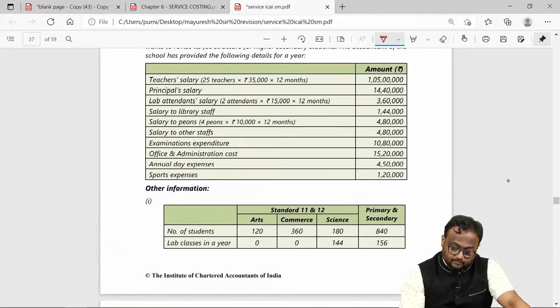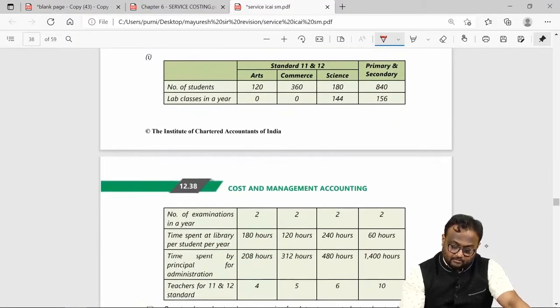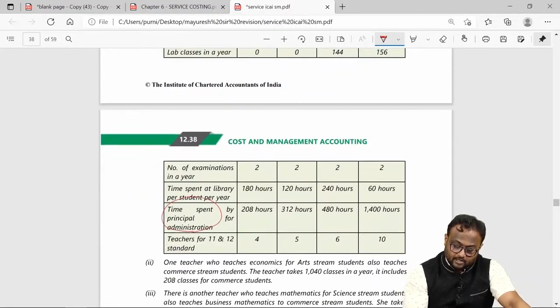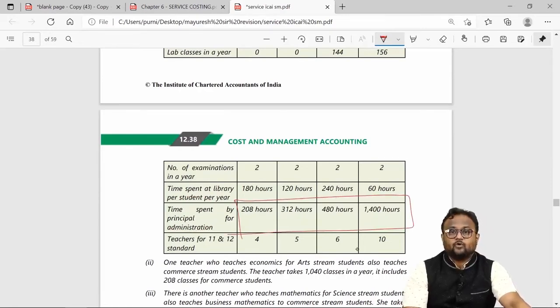Principal's remuneration. Principal's remuneration will be based on time spent by the principal for administration. This can be taken as a base. Whatever salary is paid, that is for all 4 categories. You take the total of 4. Total remuneration will be divided by the total of all 4. You will get per hour rate, into 208, 312 and 480 will give you the answer.